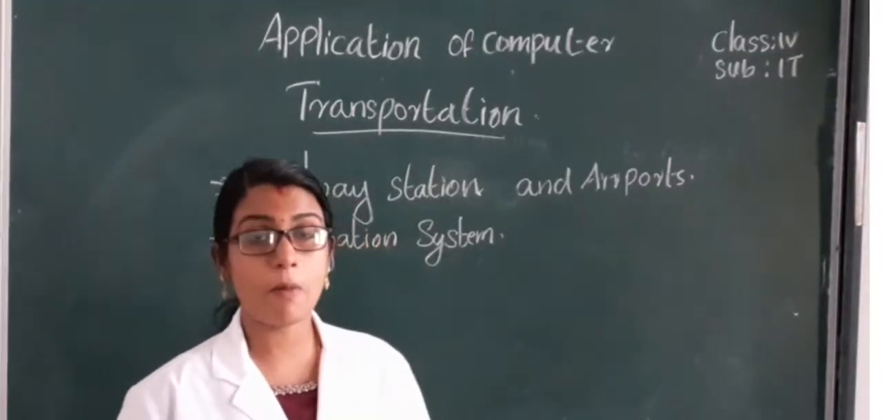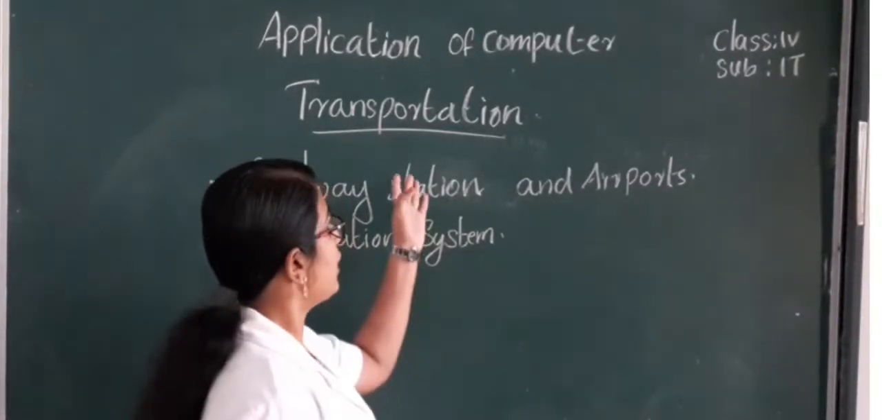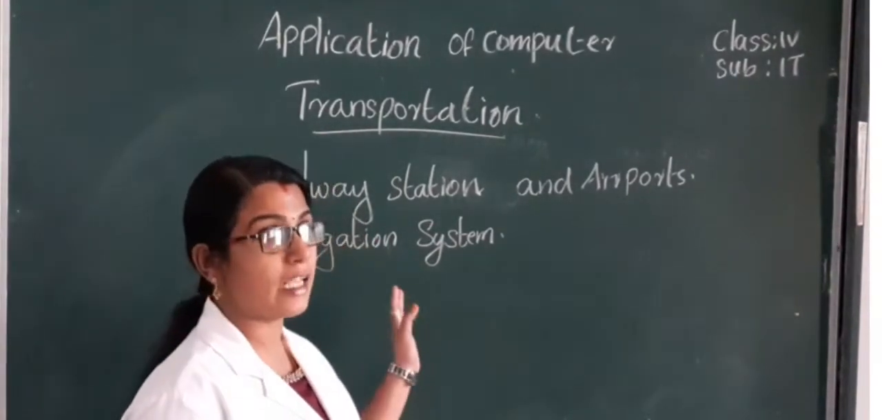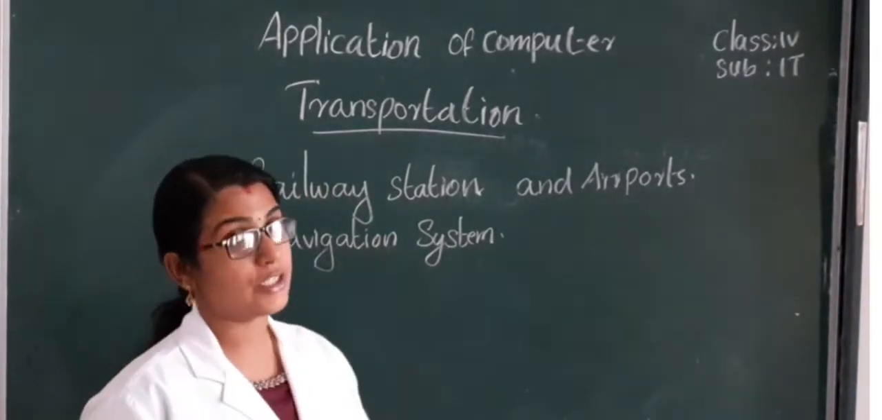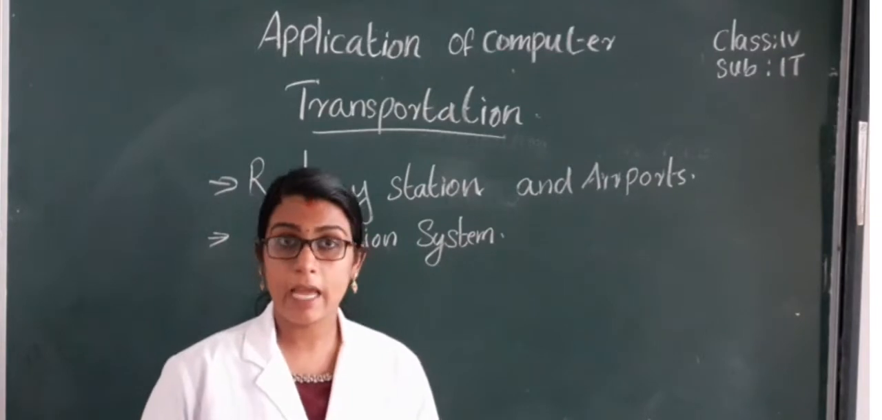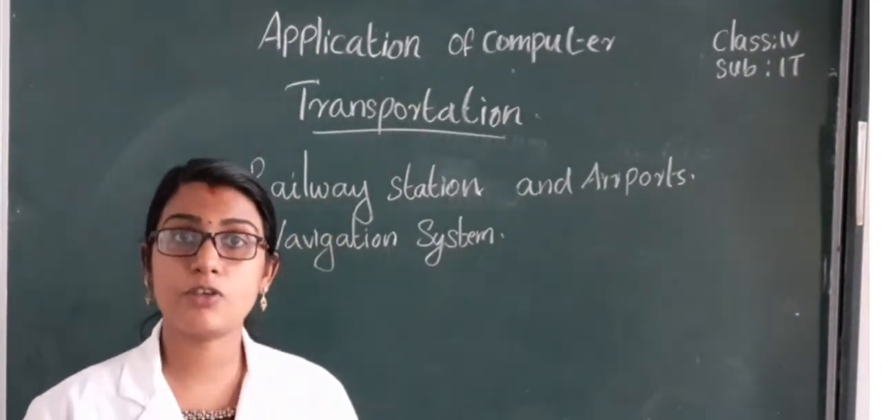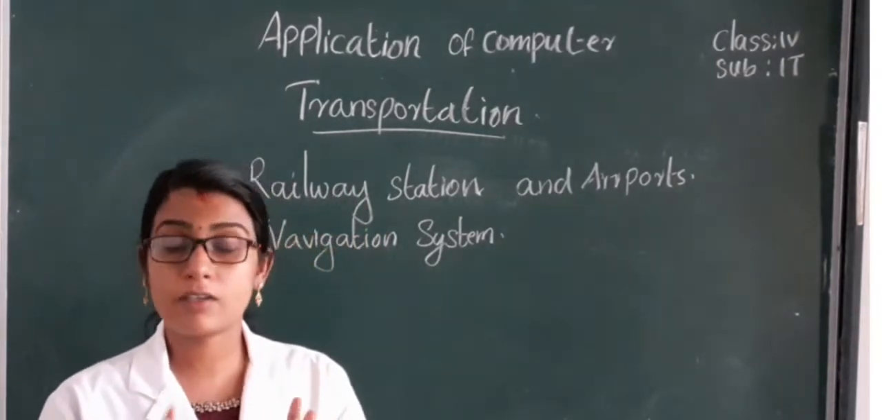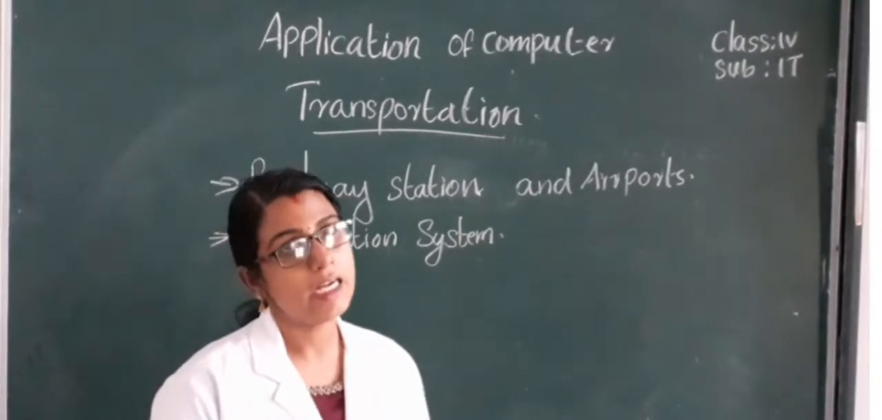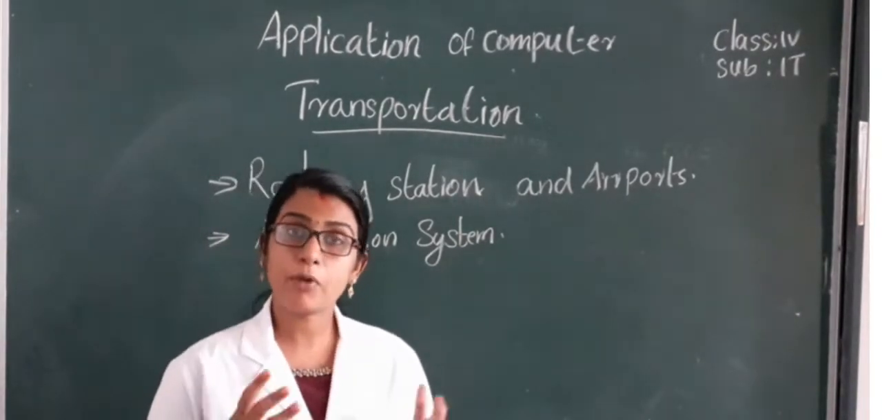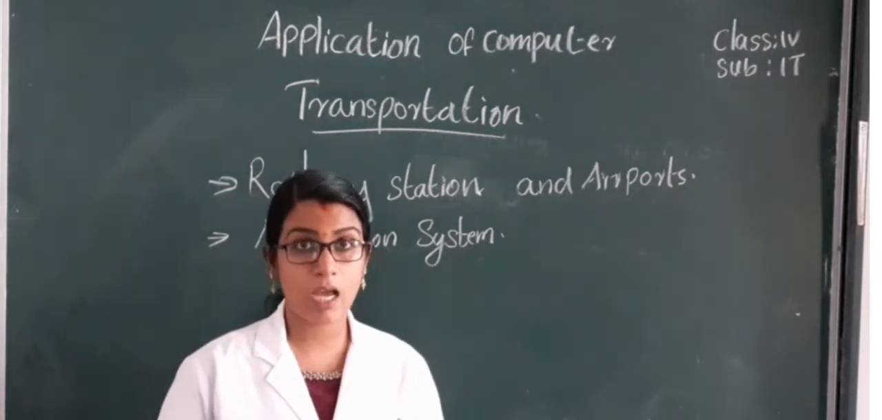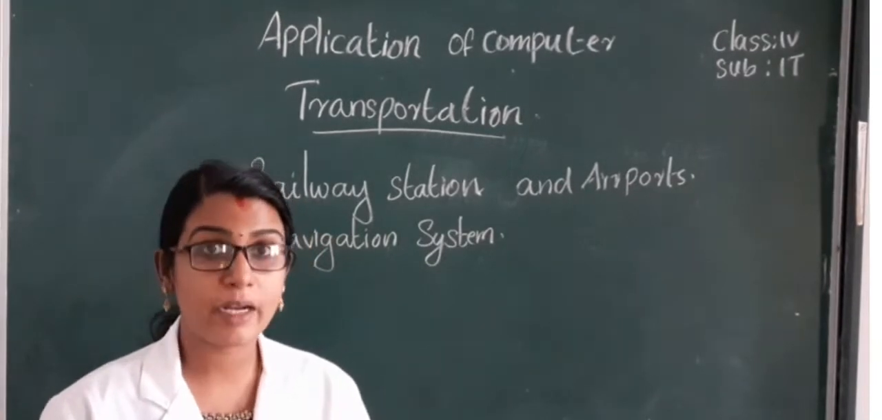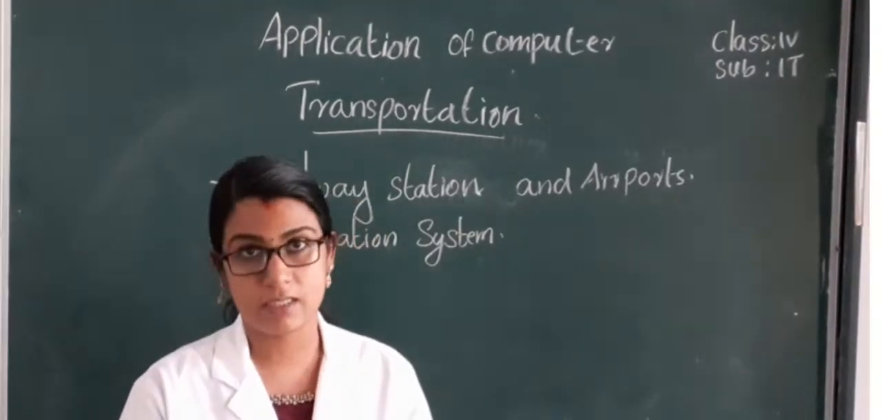Next, let's discuss the use of computers in the field of transportation. In the field of transportation, computers are mainly used in railways and airports and for navigation systems. In railways and airports, computers are used to get information about tickets and for booking reservations of tickets. The computer also gives us information about the time of arrival and departure of trains and airplanes. It also records the names and details of the passengers.